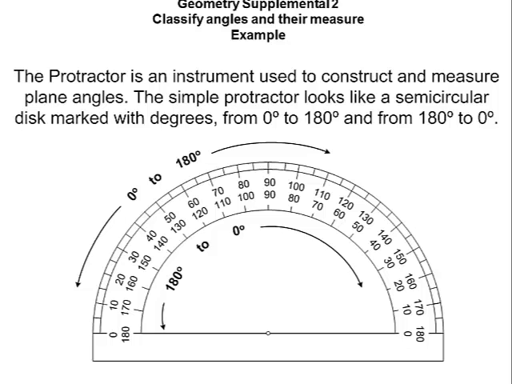So you read it 0 to 180 from the inside going this way, or 0 to 180 on the outside going this way. Some protractors are opposite on that. No, actually this one's the same. But some of them might have the 0 on the outside on this side, and the 180 on the inside. So you want to just look.